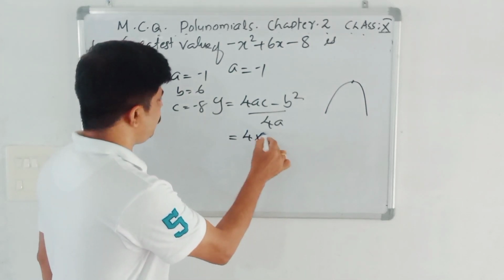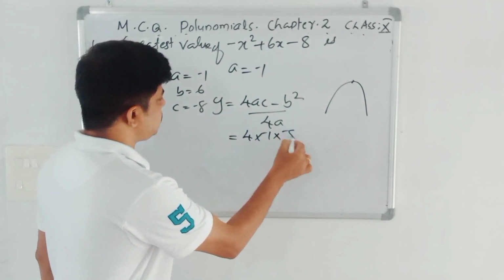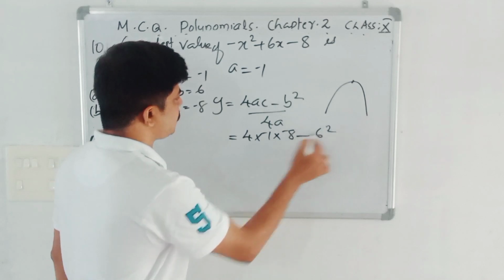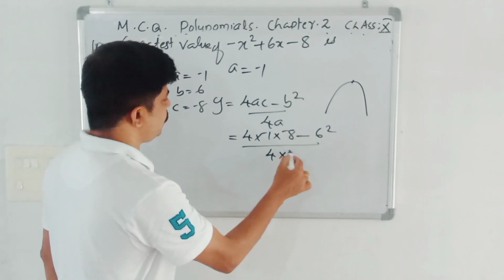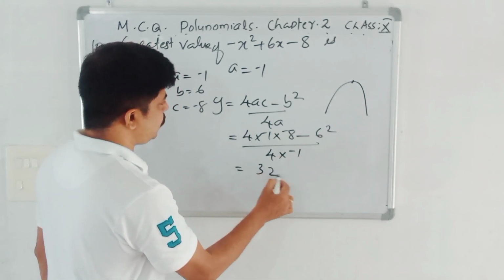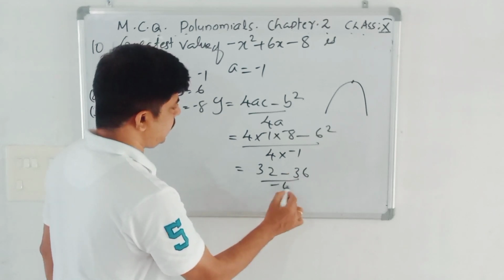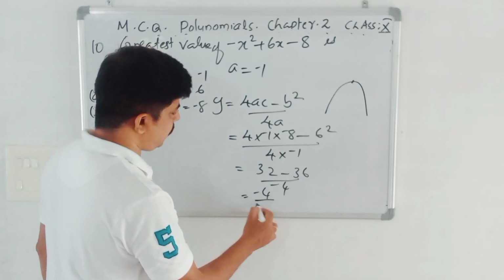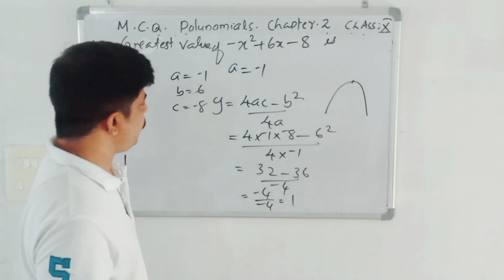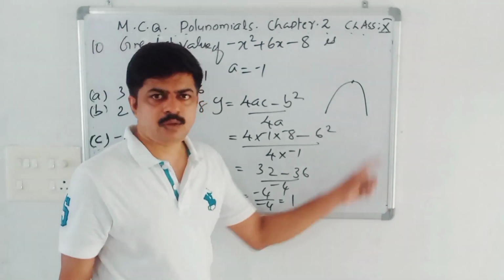4 into a into c, that is −8, minus b² by 4 into −1. 32 minus 36 by −4. We have −4 by −4. Answer is 1. Therefore, the maximum value of this graph.